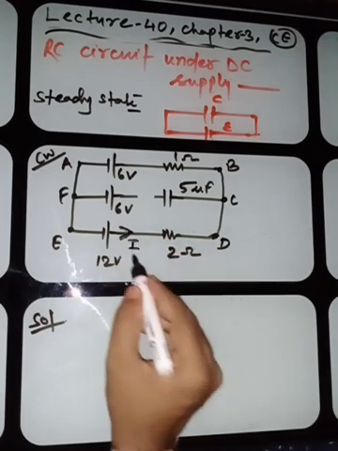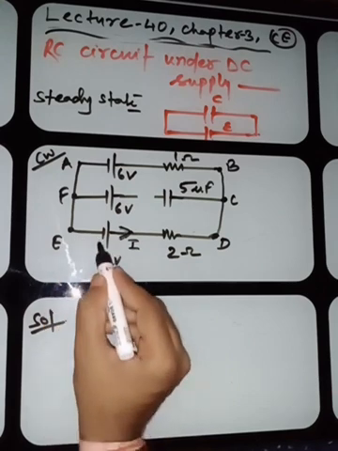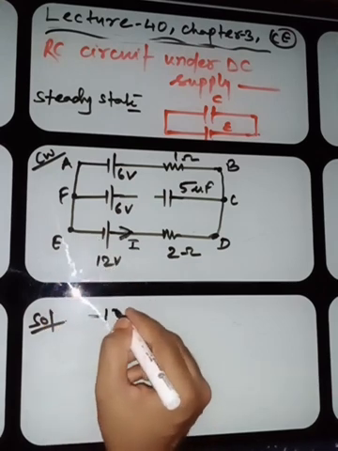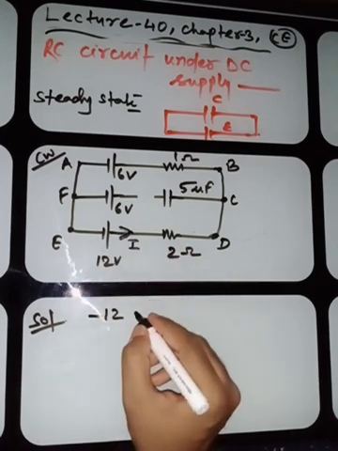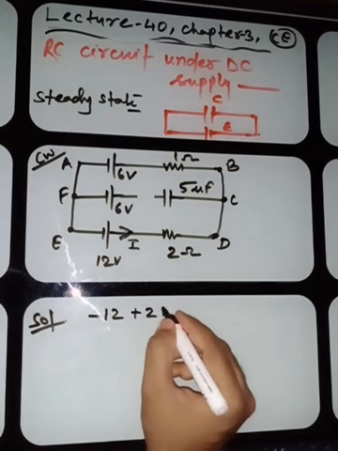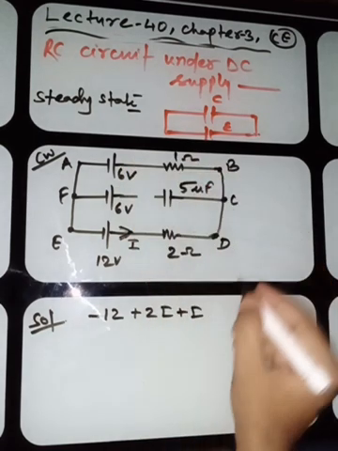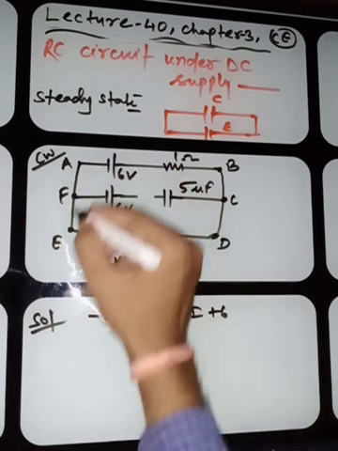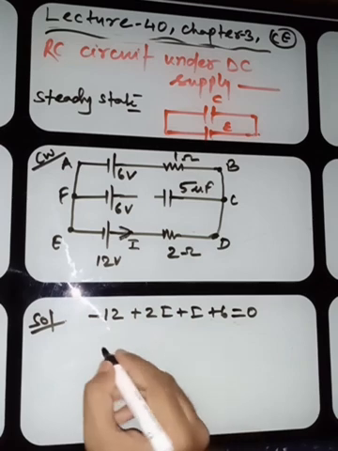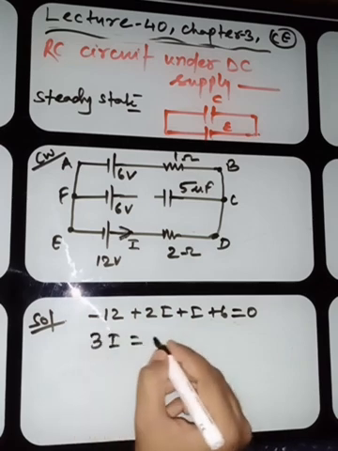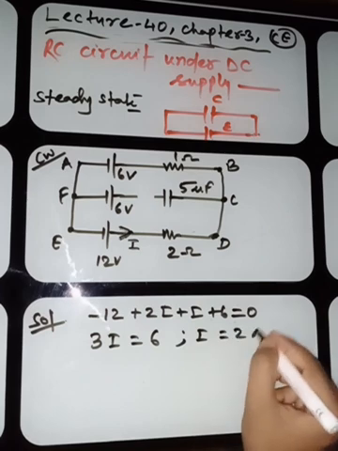Moving with current I, we meet the negative terminal, so minus 12. Now here with the current, plus 2I, plus I, plus 6, and we come back to the same point, it is 0. Now you will calculate: 3I equals 6. So I equals 2 ampere.